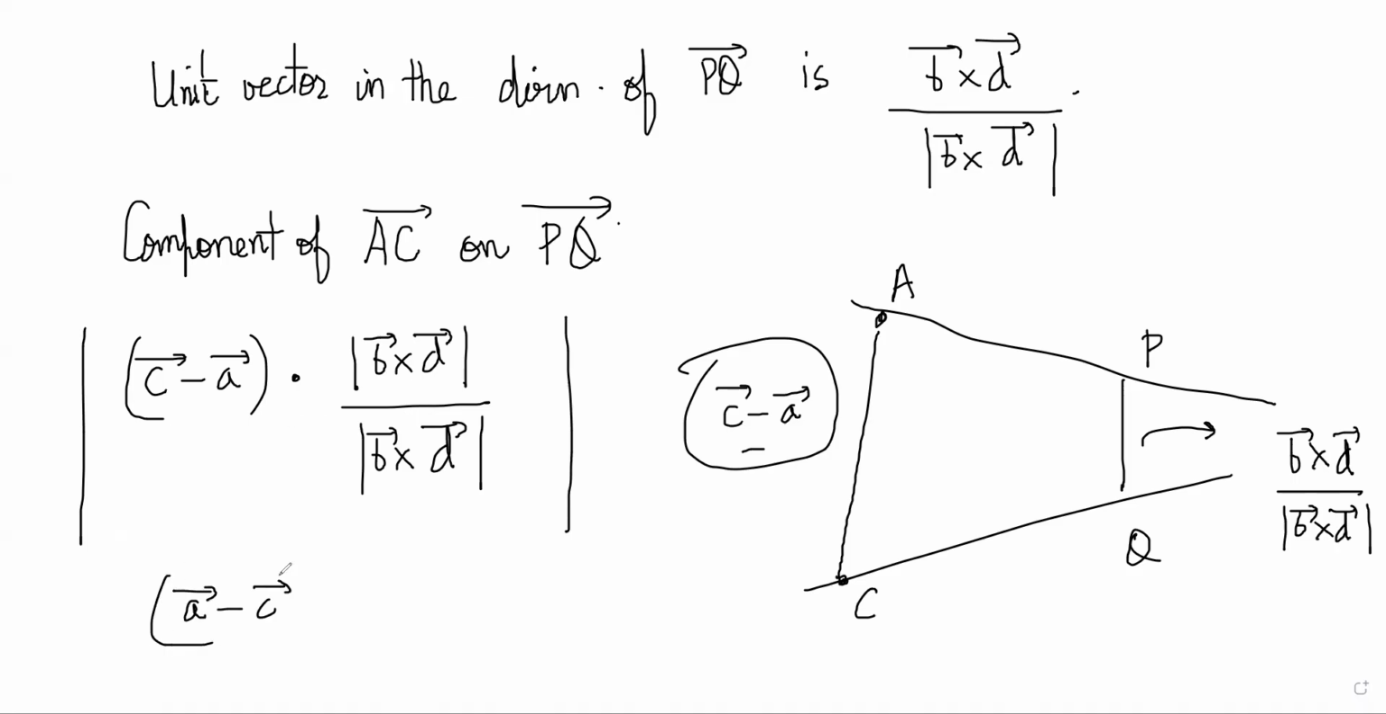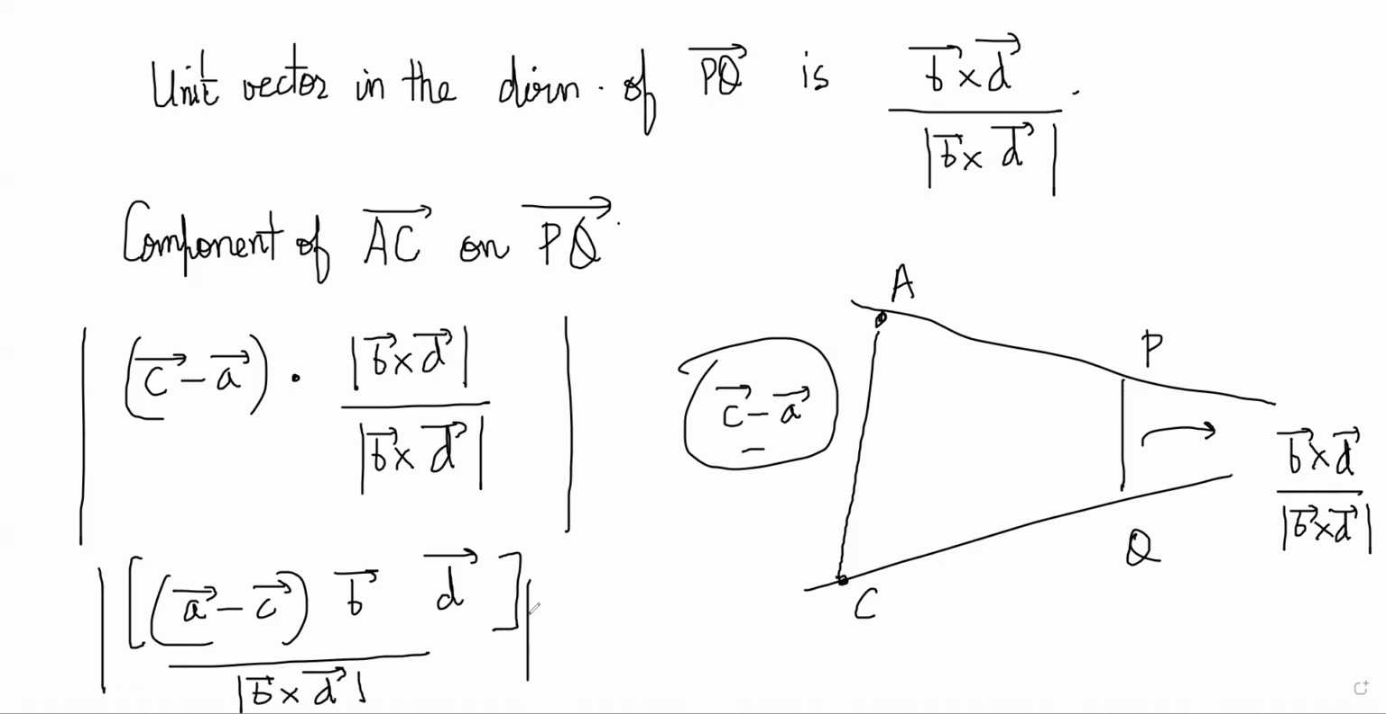A minus C box product with B and D, whole thing divided by the magnitude of B cross D, and the whole thing is taken as a modulus. That becomes the length of the skew line, right? The shortest distance between two skew lines. So that is something that you should understand. Conceptually, it is not very difficult to figure out.